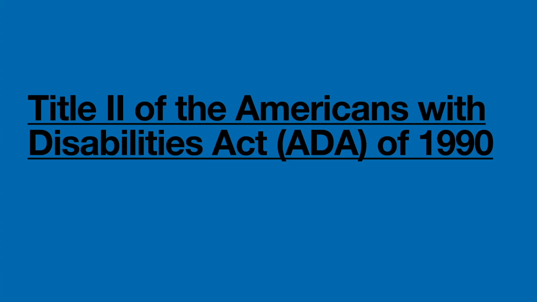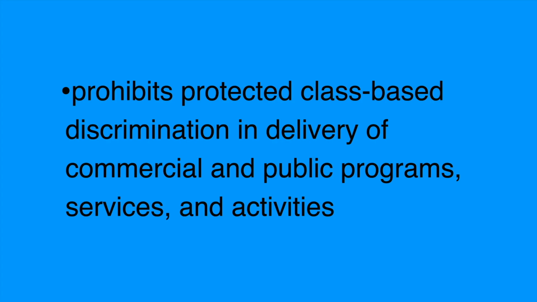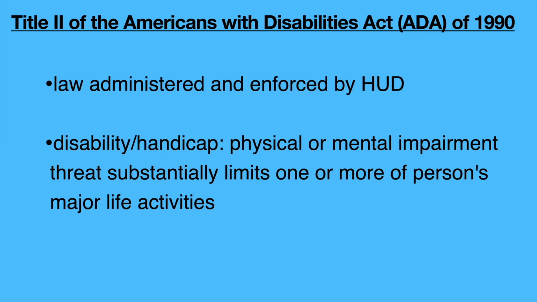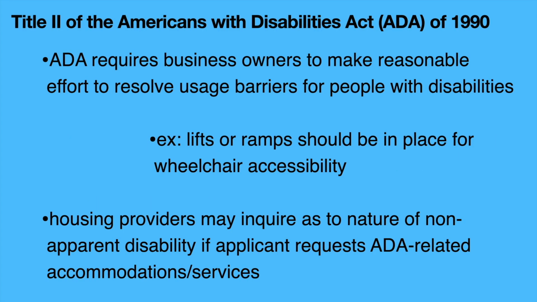Title II of the Americans with Disabilities Act, ADA, of 1990 prohibits protected class-based discrimination in the delivery of commercial and public programs, services, and activities. The law is administered and enforced by HUD. Disability or handicap is a physical or mental impairment that substantially limits one or more of a person's major life activities. The ADA requires business owners to make a reasonable effort to resolve usage barriers for people with disabilities. For example, lifts or ramps should be in place for wheelchair accessibility.